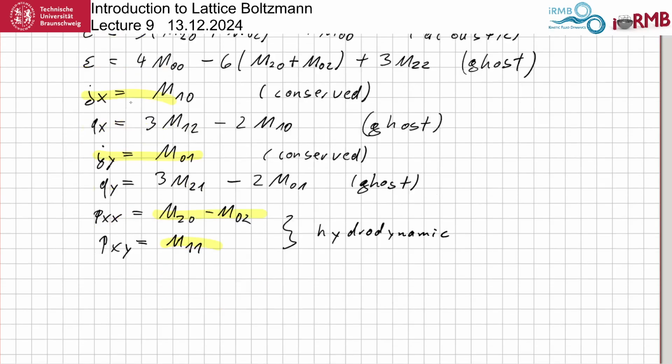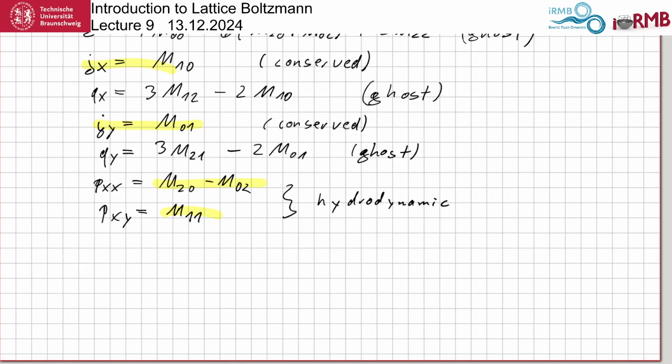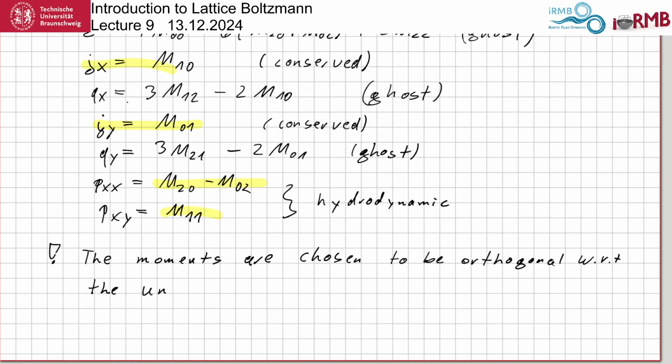So, why do they look like this? These moments are chosen to be orthogonal with respect to the unweighted scalar product.